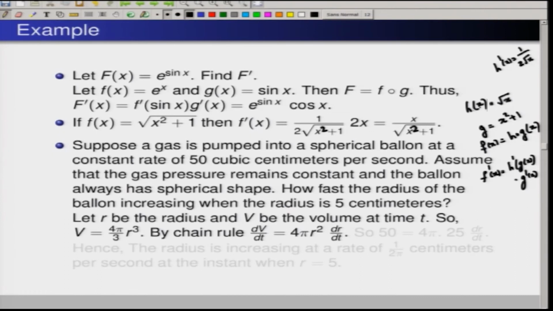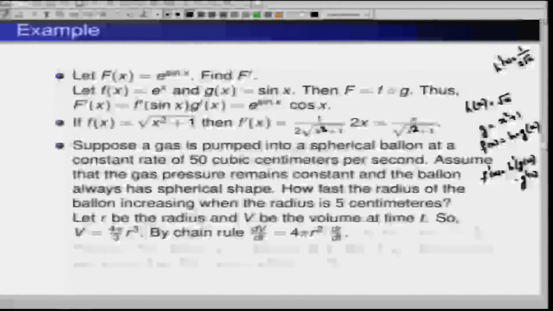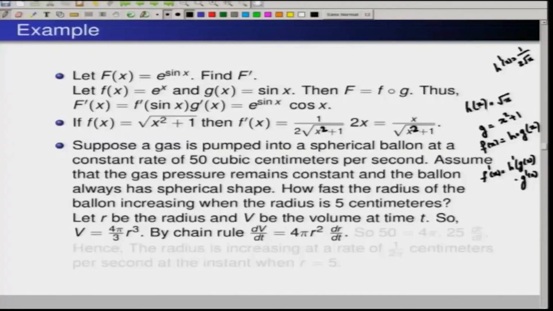Now, let us see some application. Suppose a gas is pumped into a spherical balloon at a constant rate of 50 cubic centimeters per second. You have a spherical balloon, and a gas is being pumped at 50 cubic centimeters per second. Assume that the gas pressure remains constant and the balloon always has spherical shape. It maintains the spherical shape.